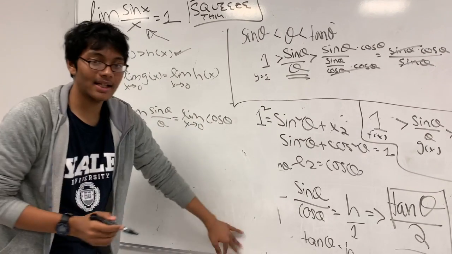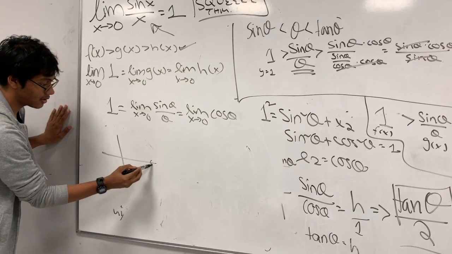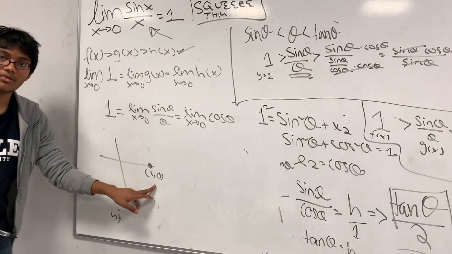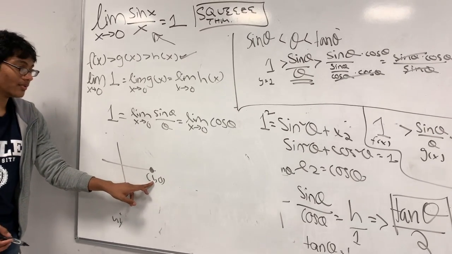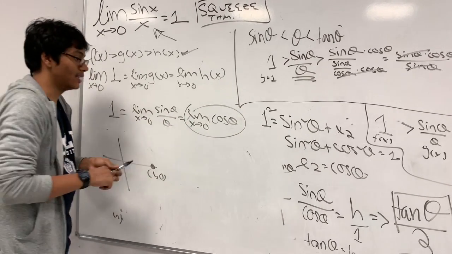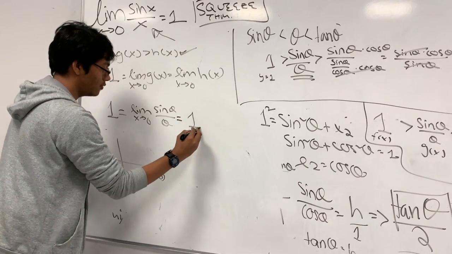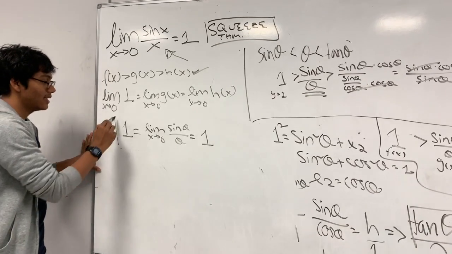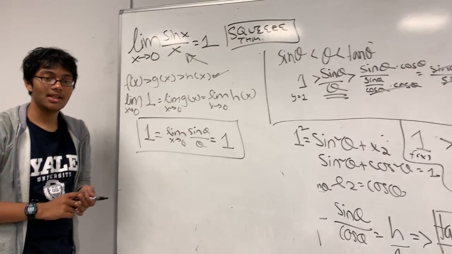Okay, what is cosine theta as x approaches 0? Well, remember the unit circle, folks. As theta approaches 0, remember, this point is 1 comma 0, right? So that means cosine is going to be 1 when theta is 0, right? So this whole thing approaches 1, just like the left-hand side. And now we have completed our use of the squeeze theorem to determine that the limit as x approaches 0 of sine theta over theta must equal 1.